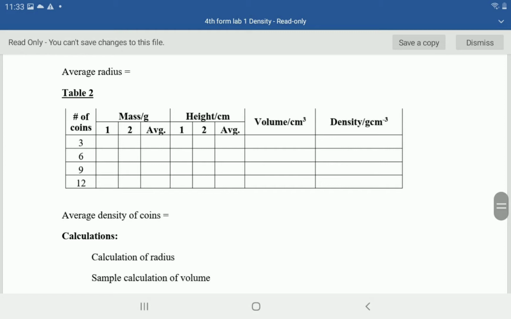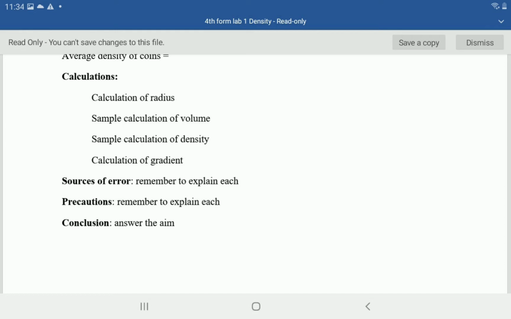I will be doing a little bit of variation. We'll be using 3, 6, and 12 coins, finding the mass, the height, calculating the density, as well as the volume. So we'll be looking at some calculations after this. We'll show you how we would actually calculate our radius, our volume, and our density.